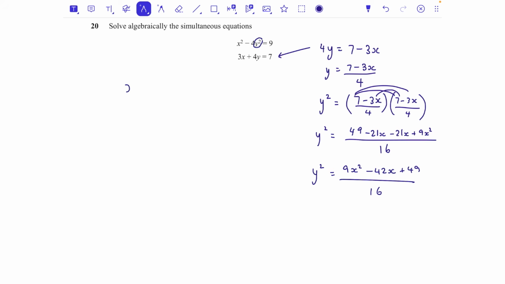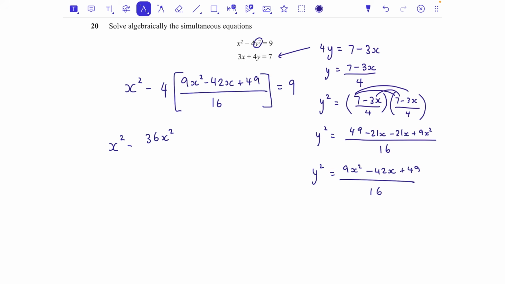So I'm going to say x squared minus 4 lots of this, 9x squared minus 42x, add 49 divided by 16 is equal to 9. And let's expand that out, okay? So I've got x squared minus 36x squared minus 168x, add 196, all divided by 16. I've just timesed the 4 up here, equals 9.